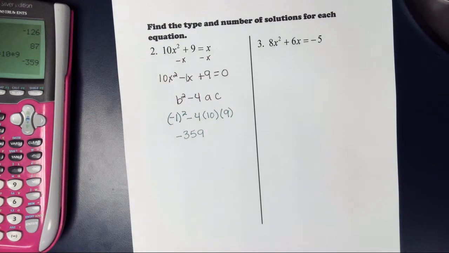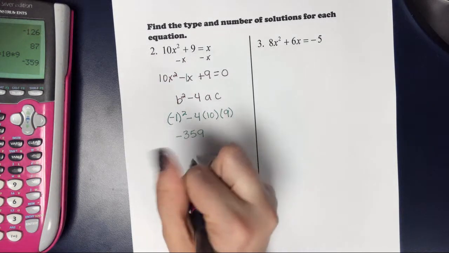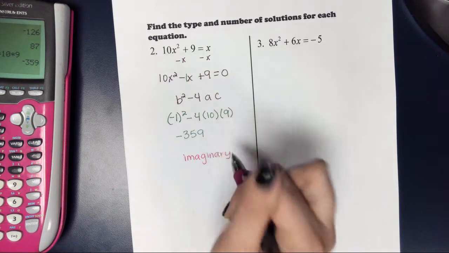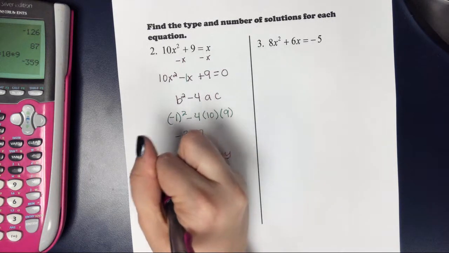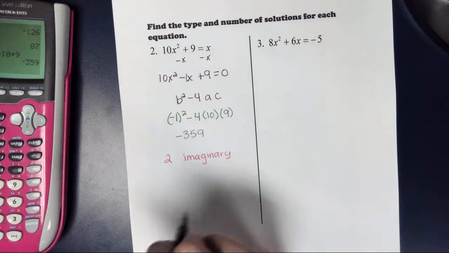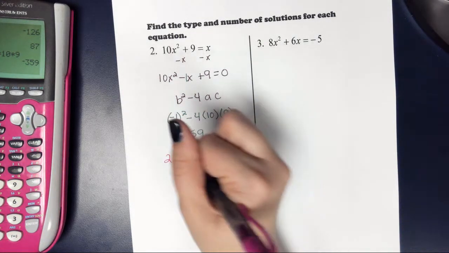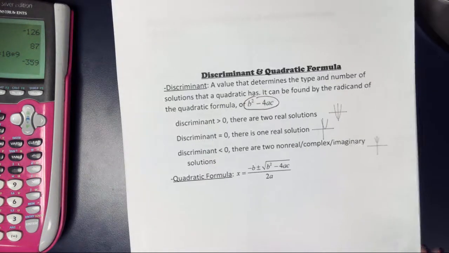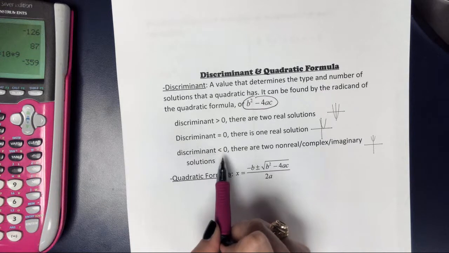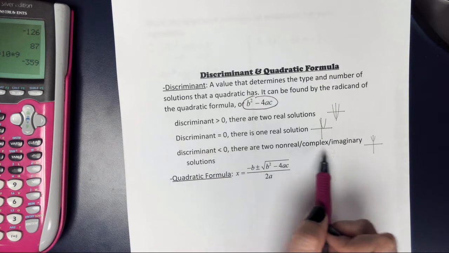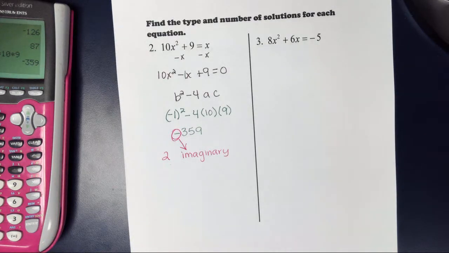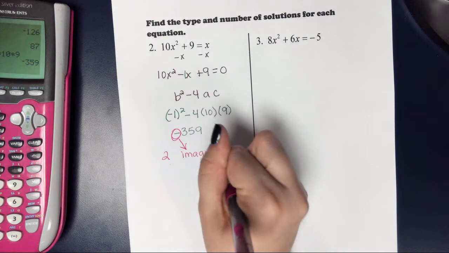So now that I see that, that's going to tell me my type and my number of solutions. My type is going to be imaginary. And then my number, since it's imaginary, is going to be 2 imaginary solutions. The negative right here is what tells me that it's imaginary, and then we know that it's 2. Look right here at this chart, it says when it's less than 0. Well, less than 0 means negative, that there's 2 non-real, complex, imaginary. You can call them any of those. We're just going to go short for 2 imaginary solutions.